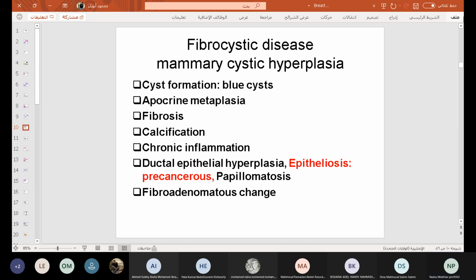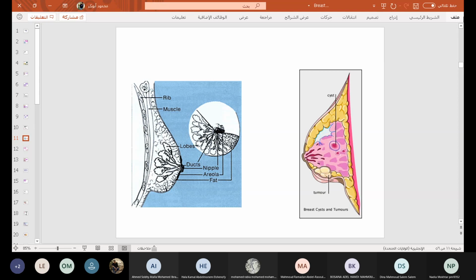Next. Fibrocystic disease is a disease that occurs in the middle of the breast tissue. As we saw, duct papilloma, for example, is near the nipple opening, but the fibrocystic disease is usually deep inside the parenchymatous tissue of the breast. Next.